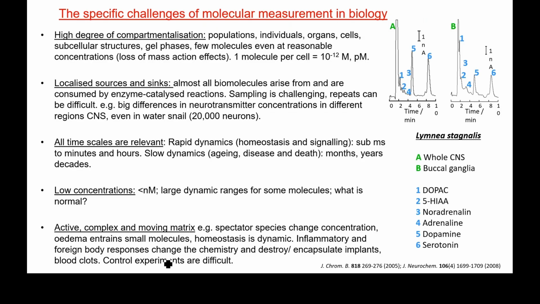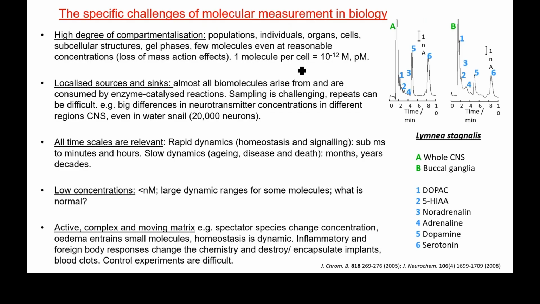So to begin with, it's not even clear what concentration means in a biological context, because one of the many ways we know we didn't die in the night is that we're highly compartmentalized at every single length scale. Every individual is different from every other individual within a population. Within a single individual, organs are compartmentalized one from the other. Within any organ, the cells are compartmentalized. You go look in the cell, you've got subcellular structures, you've got different gel phases, and we've got a handful of molecules at even reasonable concentrations.